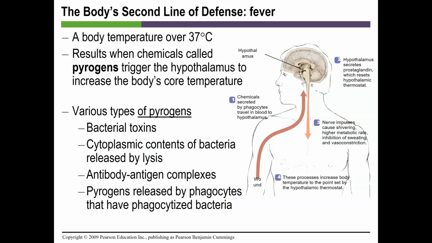So we're going to stop here. This is going to be the end of our overview of non-specific immunity, your innate immune response, covered in Chapter 15. Up next is specific or adaptive immune responses.